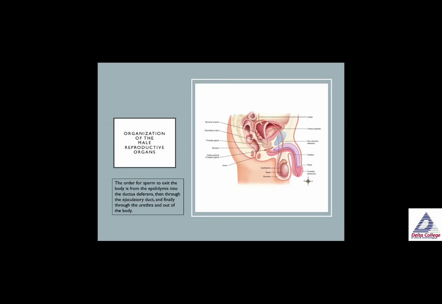So, this is the organization of the male reproductive system. In this, we're going to be talking about the vas ductus deferens, the bulbourethral or Cowper glands, prostate gland, ejaculatory duct. We'll be talking about all of this momentarily. Now, the order for sperm to exit the body is first the epididymis, then the sperm goes into the ductus deferens, then through the ejaculatory duct, and finally out through the urethra and out of the body. And that is a very important process to remember.